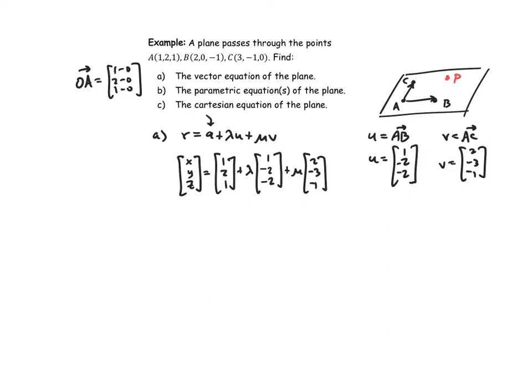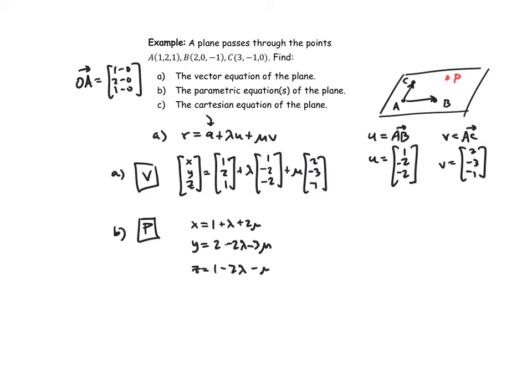Let's put this in parametric form. Pretty simple. So here's vector form, let's put it in parametric. Okay, so that was part A. Let's do part B. Very simple for parametric. Just align the components. Okay, there's my x equation for the parametric. Put my y equation. Oops, that should be 2 minus 2 lambda minus 3 mu. And our z equation will be 1 minus 2 lambda minus mu.